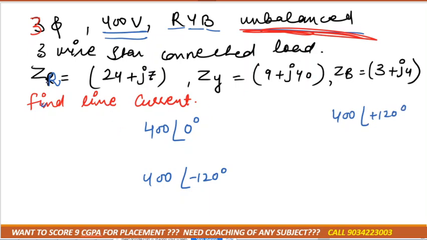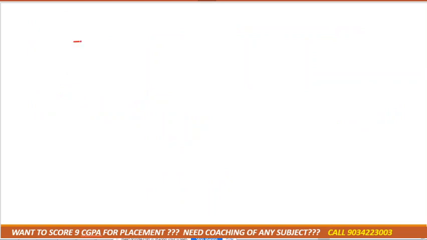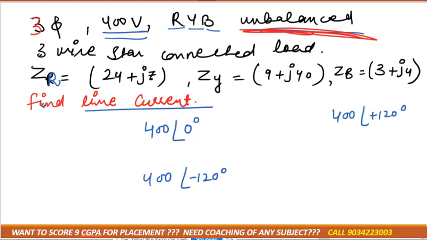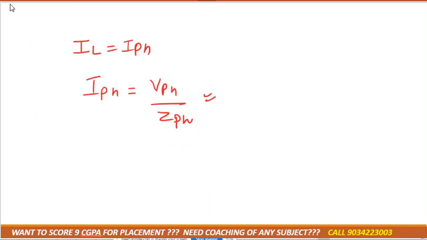Got it? Now we need to calculate the line current. As you know, the line current is equal to the phase current, and phase current is equal to VPH divided by ZPH, right? So VPH is how much? They haven't mentioned it, but they have mentioned the line voltage. Line voltage is equal to root 3 times the phase voltage as it is a star connection, right?